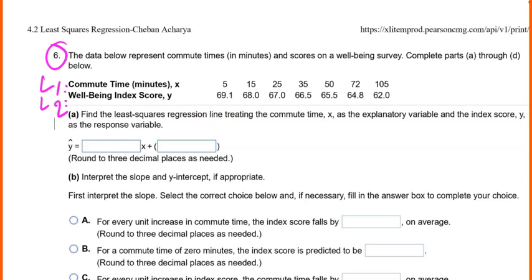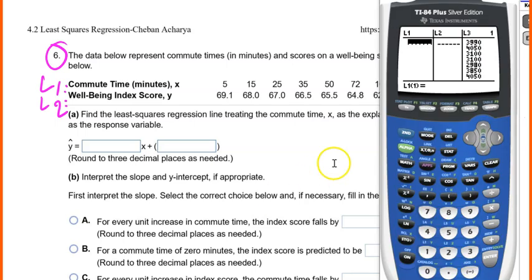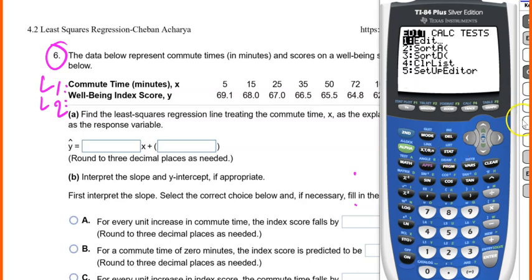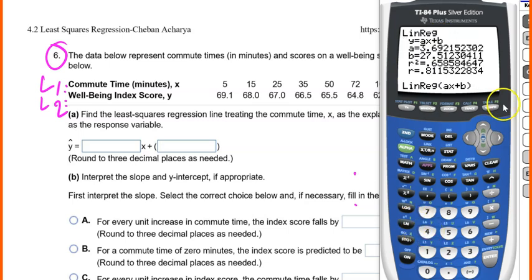I'll be back after putting the data in the calculator. Of course you know how to put the data in the calculator, so I don't have to show you here. Okay, I put the data in the calculator under L1 and L2. To find the least squares regression line, I press STAT, select CALC, and select number 4. Since my data is in L1 and L2, I have to do nothing here, and I just press enter.